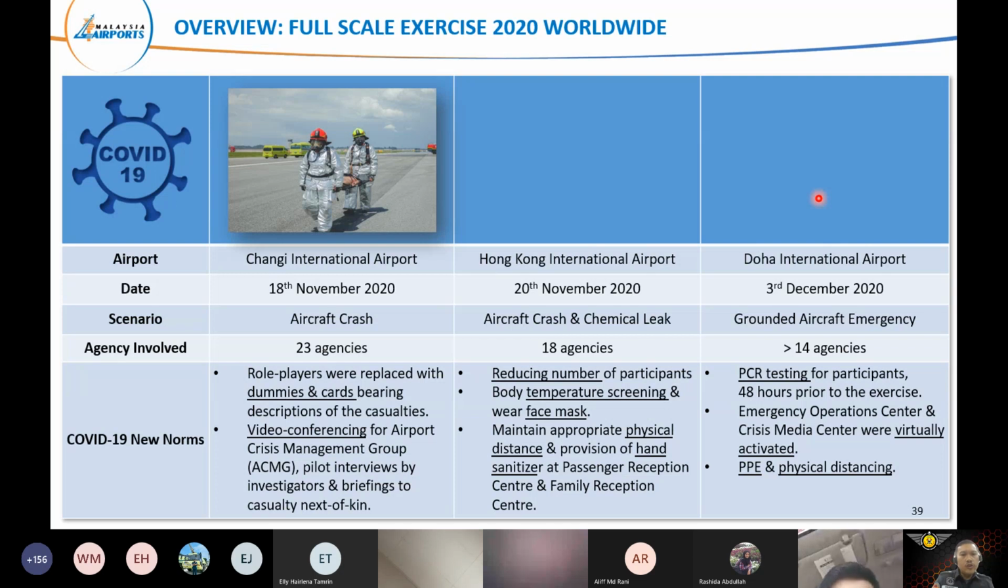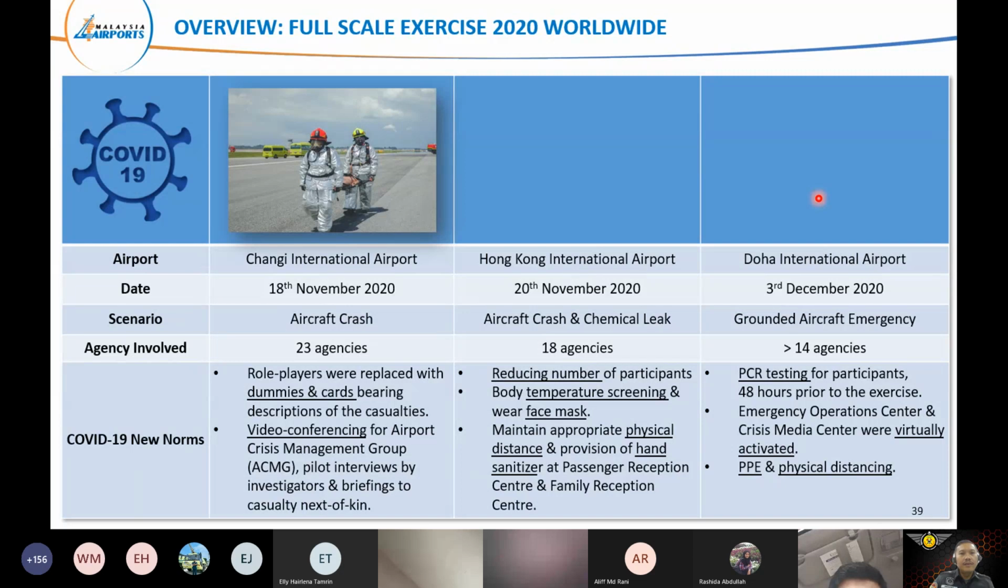For the crisis management group, they did not attend the emergency physically, but they did a video conferencing. Same goes with the pilot interviews as well as the briefing to casualty next of kin.